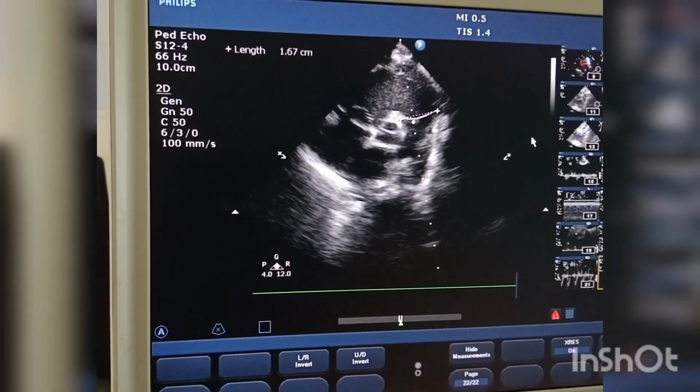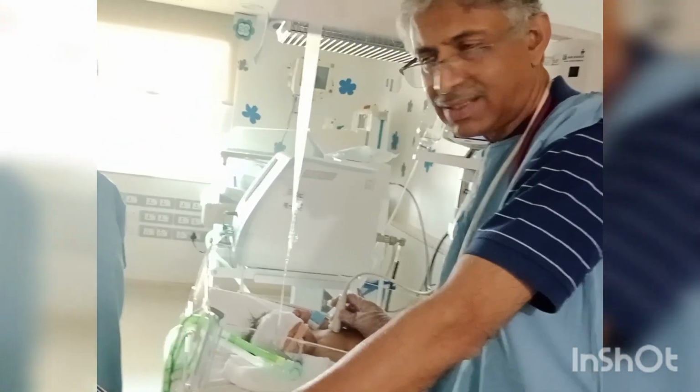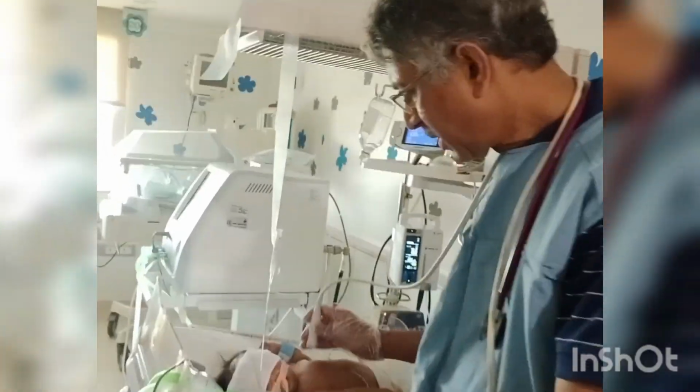So what does it indicate? The pulmonary circulation is more than the systemic circulation. So the QP/QS ratio is increased. Systemic hypoperfusion. Now the important areas we will take.